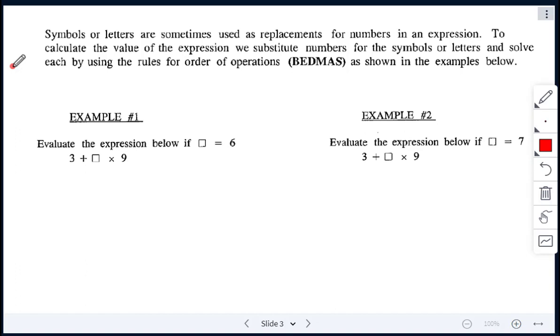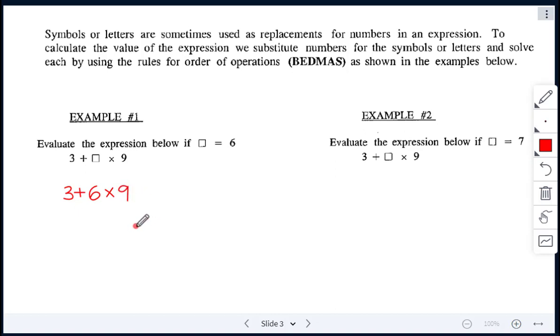So to calculate the value of the expression, you're going to take the information that's given, for example, here, and you're going to substitute that number into the symbol or the letter. And then we're going to solve just like we have been using order of operations. So in this example, we have the square is equal to 6. So in our expression here is our square. We know that that is equal to 6. So we are going to substitute 6 into the square. And now in this example, we can just put in the 6 like this and then rewrite our whole expression.